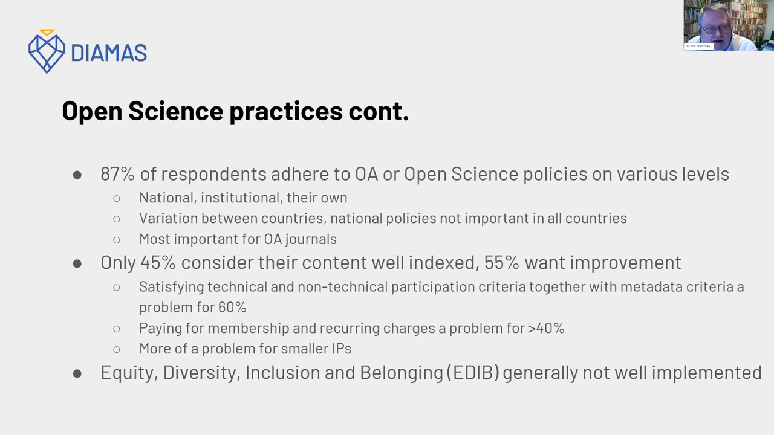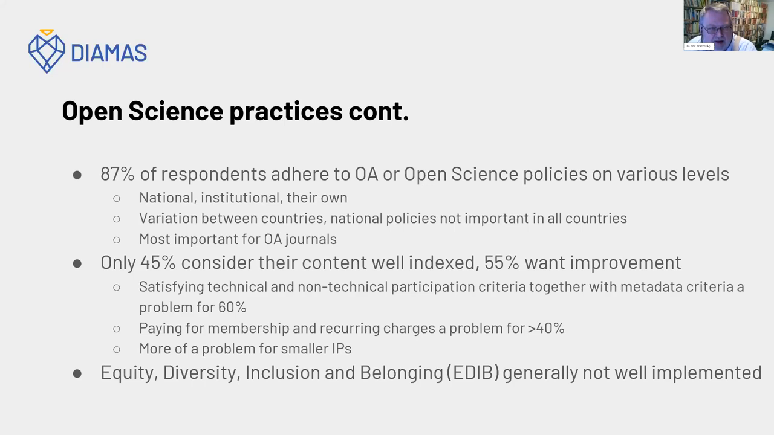Some 80% of respondents adhere to an open access or open science policy on some level, either the national, institutional, or their own. There's a wide variation between countries. In some countries, the national policies are not important at all. In some other countries, they act as if they have a national policy that everyone adheres to, though it doesn't exist. Policy is most important for open access journals. I think that for books and other types of output, policy work hasn't been as extensive and isn't as mature as for journals.